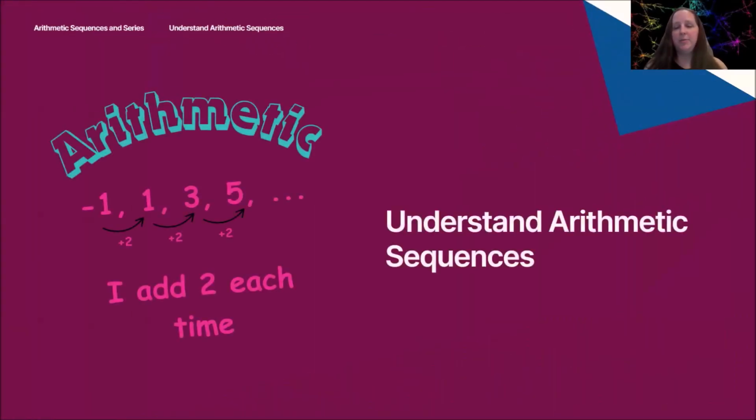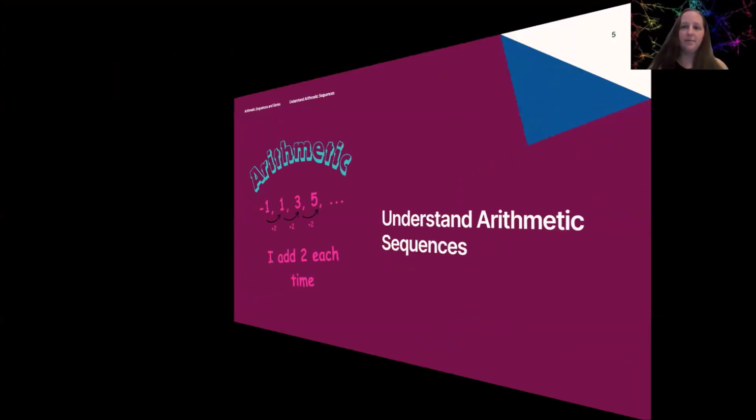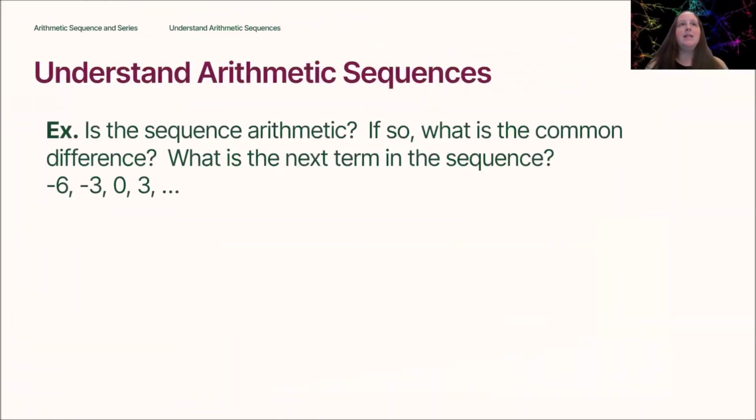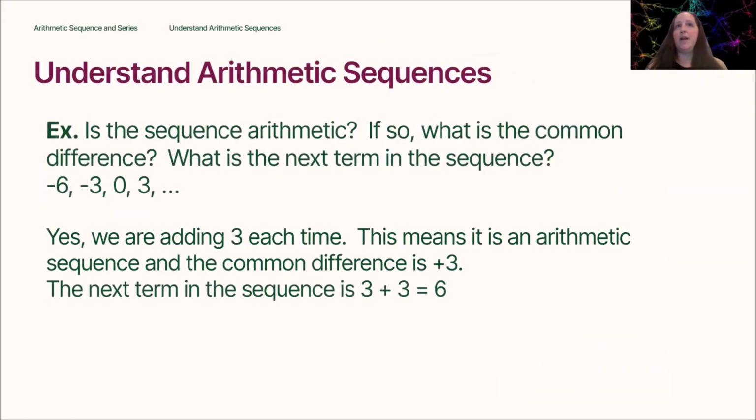Okay. Understand arithmetic sequences. So is the sequence arithmetic or an arithmetic sequence? If so, what is the common difference? What is the next term in the sequence? So I'm going from -6 to -3 to 0 to 3. So in this case, it is an arithmetic sequence. I'm adding the same number every single time. My common difference is adding 3 or plus 3.